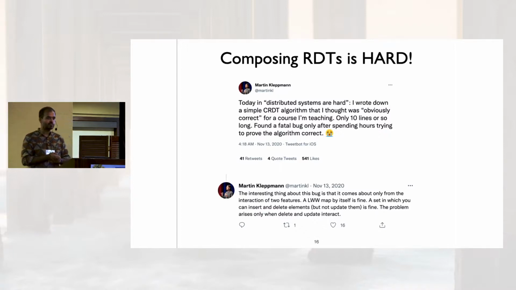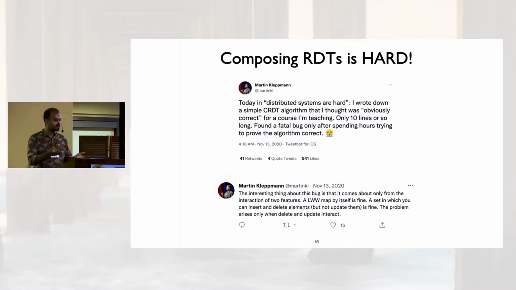So Martin Kleppmann tweeted about a 10-line CRDT algorithm that he knew was correct. He assumed that it was right, and he taught it in a course, and he wanted to prove it right. So he spent hours and hours trying to prove it, and he found that it had a fatal bug. And the interesting thing with the bug is that it only occurs during the composition of two individually correct CRDTs, right? So these are correct, but when you put them together, this bug appears.